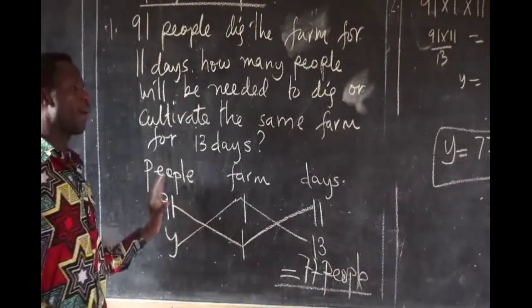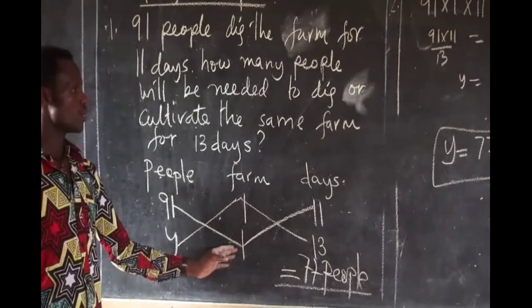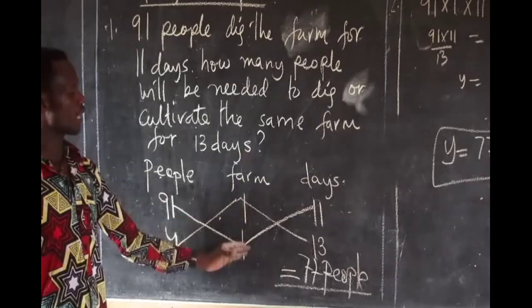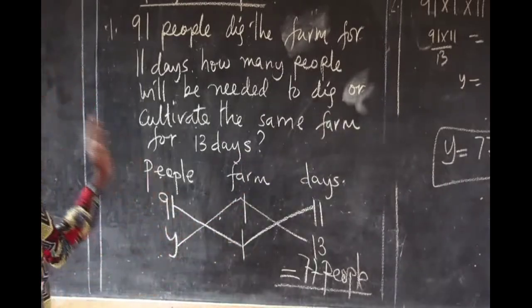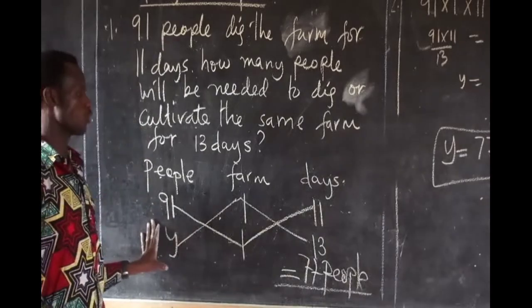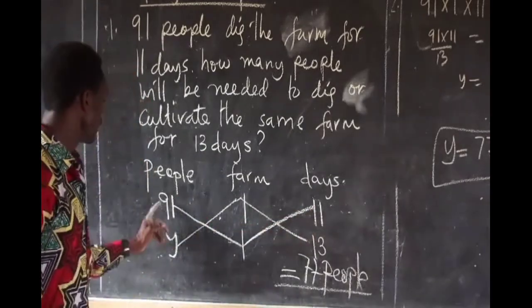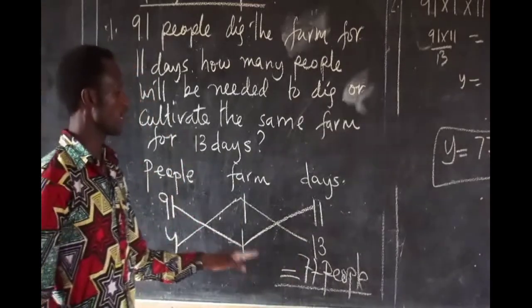So, you better be very careful. Don't ignore the number of farms. Some pupils just try to ignore the number of farms. If you ignore the number of farms, you will definitely find something which is so different from what you expected. Because you will find it is y times 11 and then 91 times 13. So definitely you won't find the correct answer.